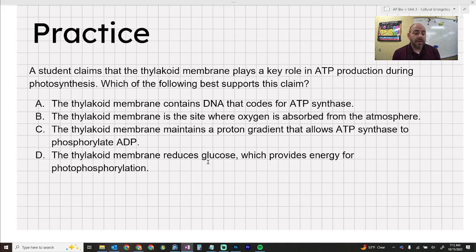Let's go find that. A, thylakoid membrane contains DNA that codes for ATP synthase. Why does that even matter? It's not true. B, thylakoid membrane is a site where oxygen is absorbed from the atmosphere. It's not what's going on. C, thylakoid membrane maintains a proton gradient that allows ATP synthase to phosphorylate ADP. We like that. Phosphorylate is just adding a phosphate to it. We're going to look at D just in case, right? Sometimes we're going to do that. I know some of you guys need that. D, thylakoid membrane reduces glucose. It's not what happens here. C is the correct answer.